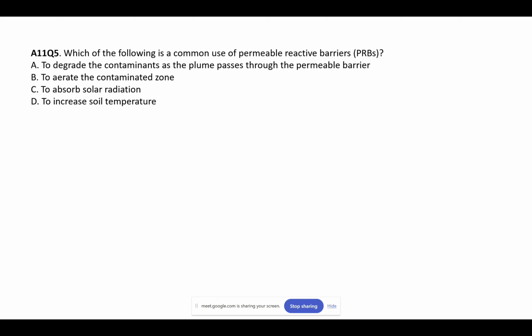So, what is the role of phytoremediation plants in soil remediation? We have to select or tick the correct options. Again, I'll give you all 3 minutes. Just write the option in the chat box and then we will discuss.